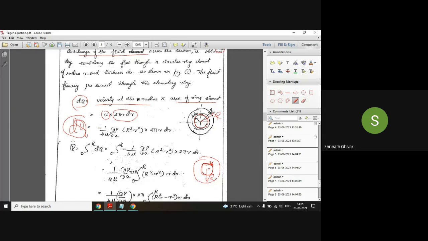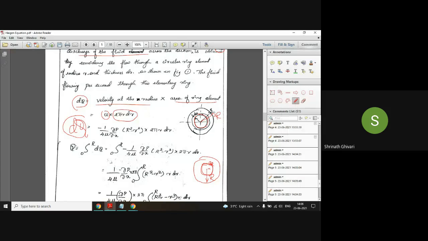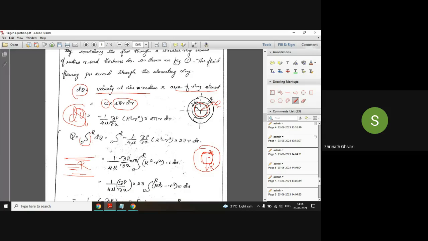Now, if I integrate it, I'll get the total discharge of the fluid which is flowing through the circular pipe. So the total discharge will be integrated between 0 and R, because the radius of the circular pipe is R. I want the discharge throughout this pipe, so the upper limit will be capital R.